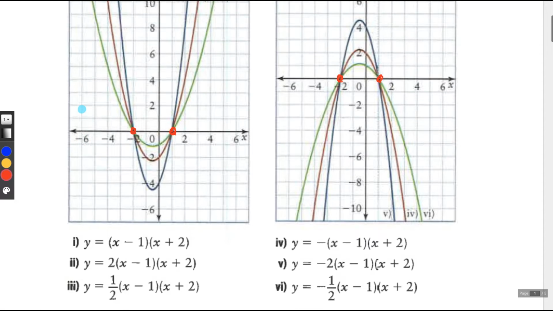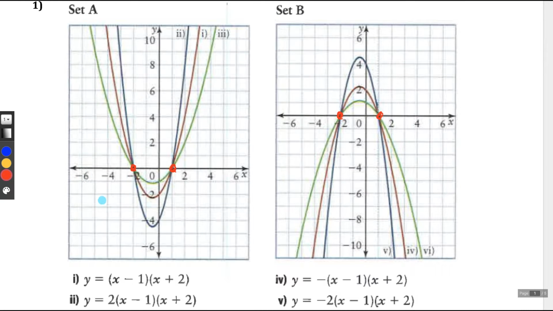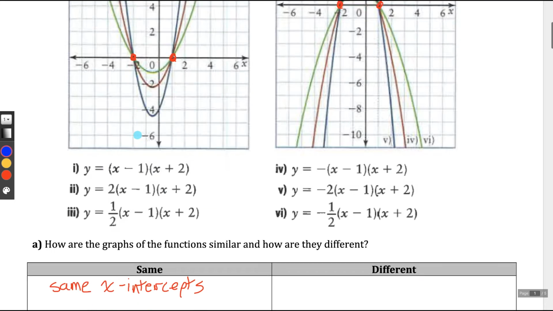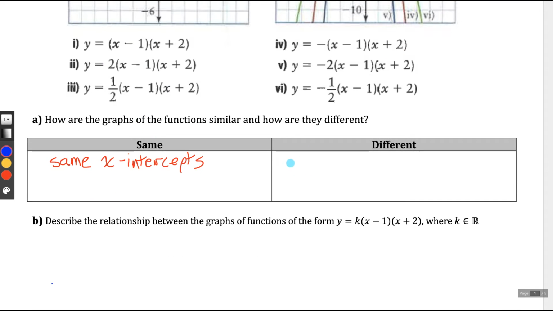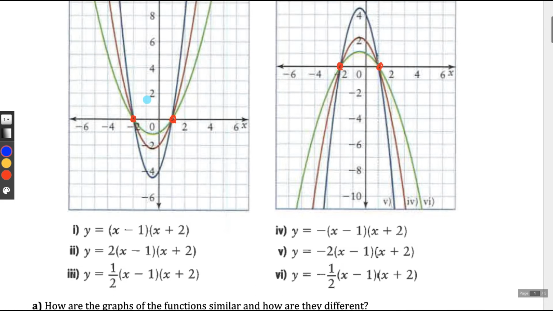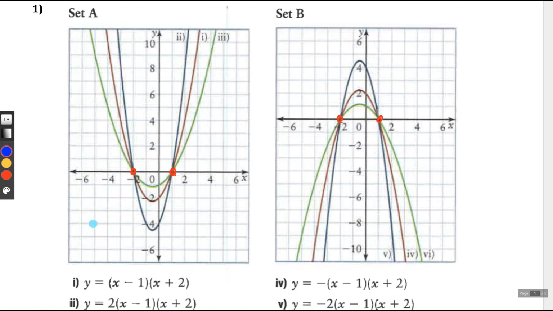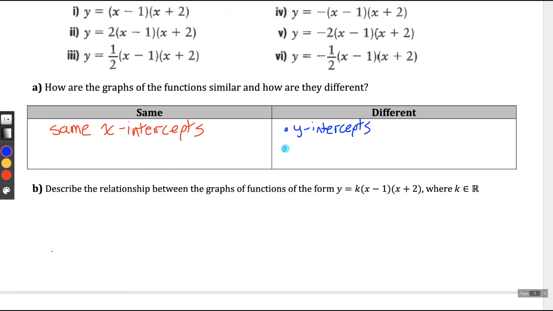What's different between these functions, though, because they're clearly not all the same function. One difference we could talk about are the y-intercepts. Notice these 3 functions, they all cross the y-axis at different points. And same with these 3 functions here. So all 6 functions have different y-intercepts. So let's jot that down. So what's different? The y-intercepts. And also, it looks like the general shape of these functions has been stretched or compressed by some factor. So the general shape has changed too. So what's different? The shape of the function.